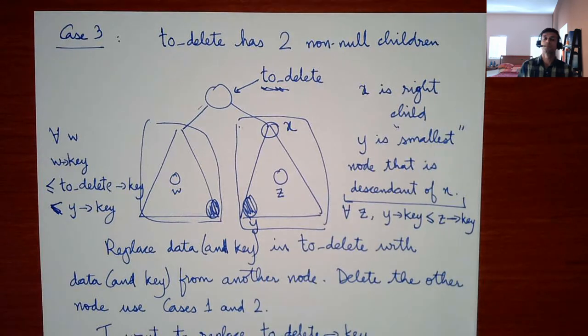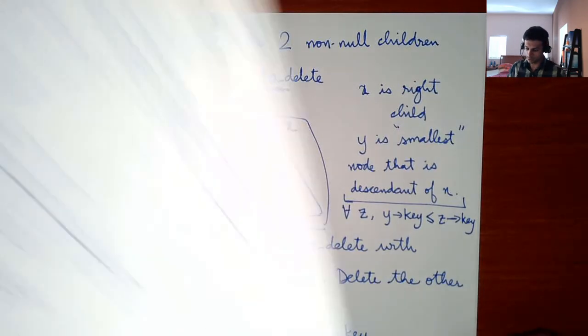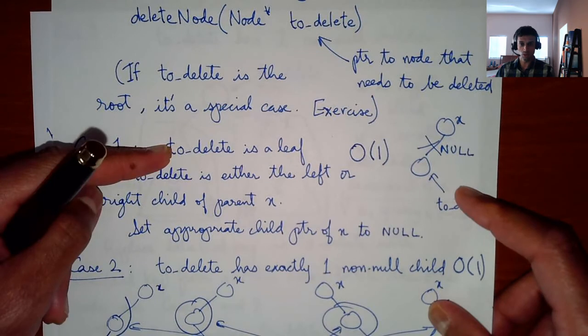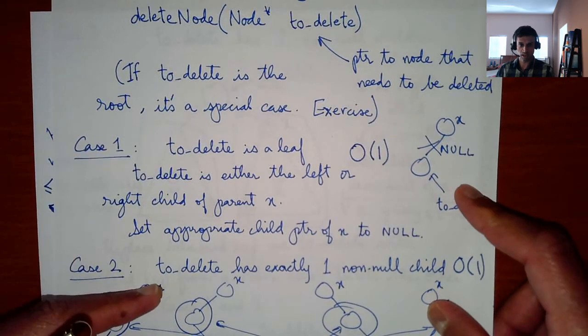Good question. What happens if Y has children? How many children can Y have? It can only have one child, or it has no children. So Y is either a leaf or Y has one child, but then you could just go to case 1 and case 2. Because then the node you're trying to delete is a leaf or it has exactly one non-null child.